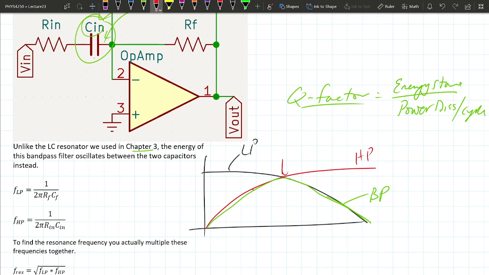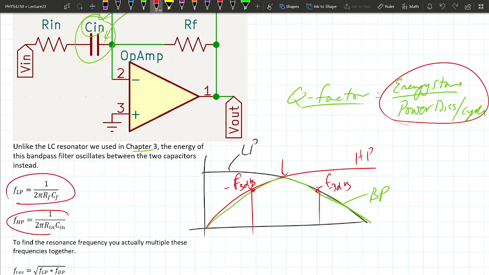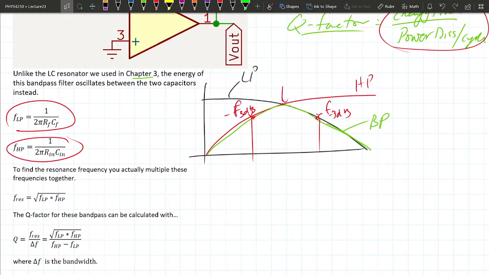You can easily derive this without dealing with this energy dissipated per cycle thing, because you actually have equations to calculate these F3 dB points. This point is the high pass filter's F3 dB point, and this point here is the low pass filter's F3 dB point. If you can calculate what those are, which is just 1 over 2 pi RC, that's what F3 dB is. Not a surprise.